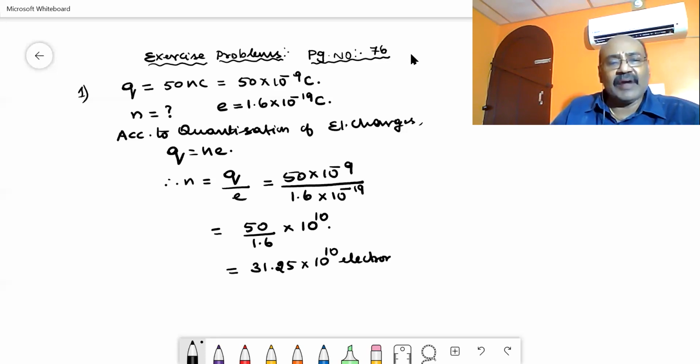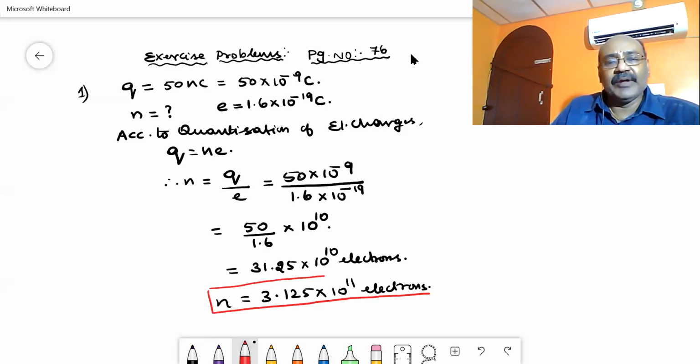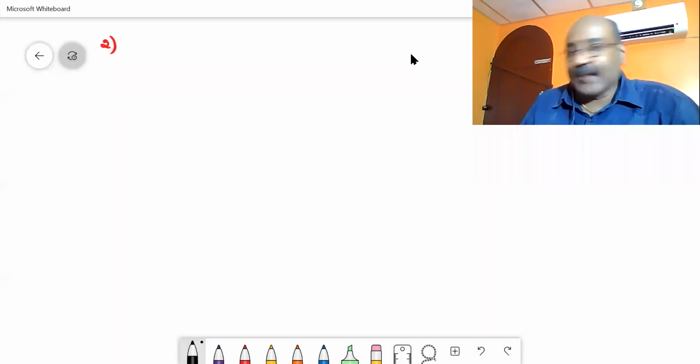Still, you can write it like this: the number of electrons available is 3.125 into 10 to the power of 11 electrons. This is how you can get the answer. So the answer is n equal to 3.125 into 10 to the power of 11 electrons. Okay. Now let us consider the second problem.